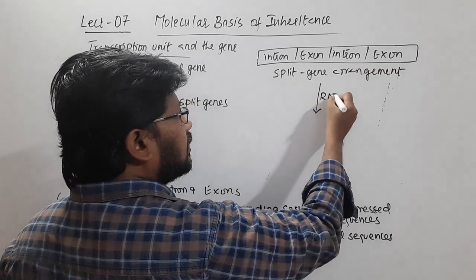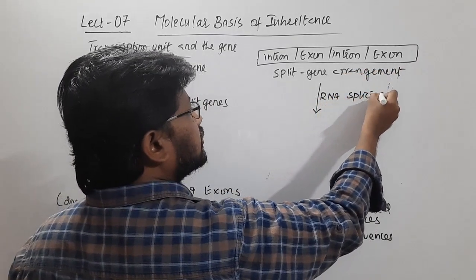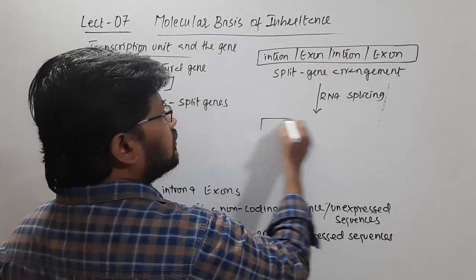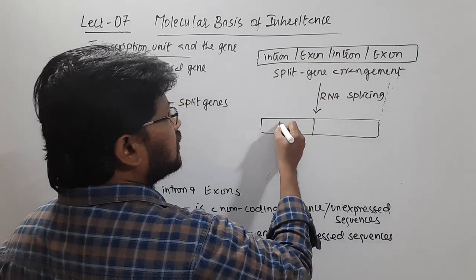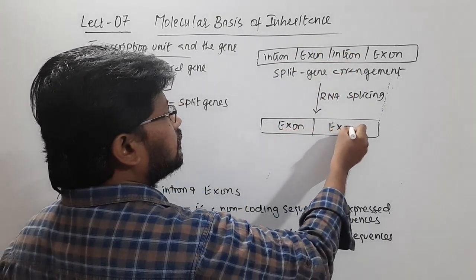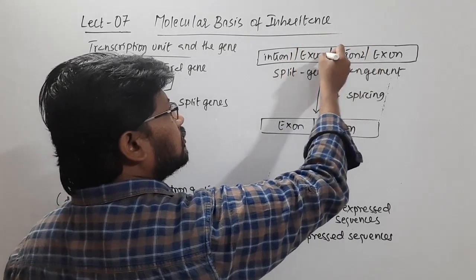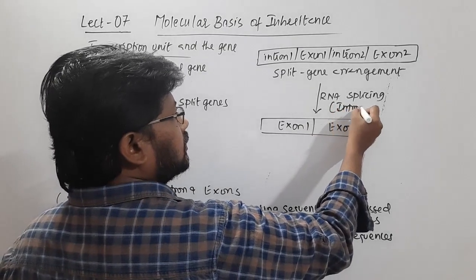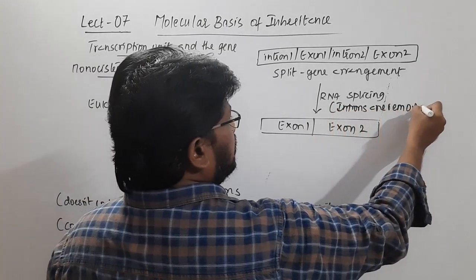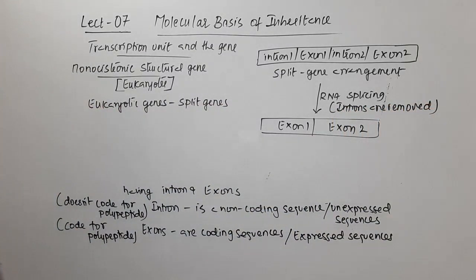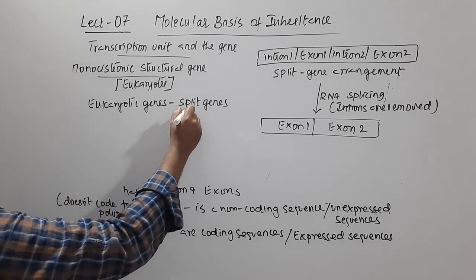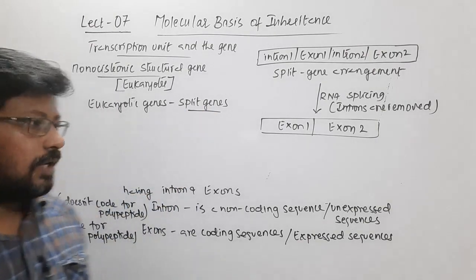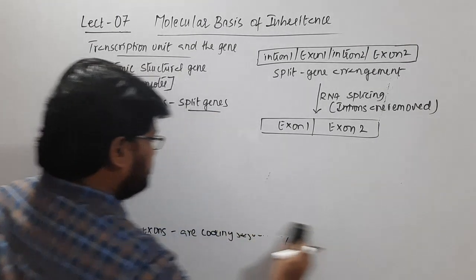And after RNA splicing, all these introns are removed and only exons will be joined. Say this is intron 1, intron 2, exon 1, exon 2. In this case introns are removed. That's why eukaryotic genes are called split genes, and such split genes we don't see in case of prokaryotic organisms.